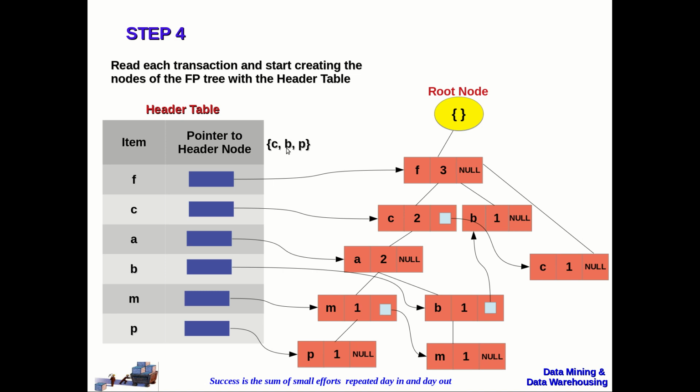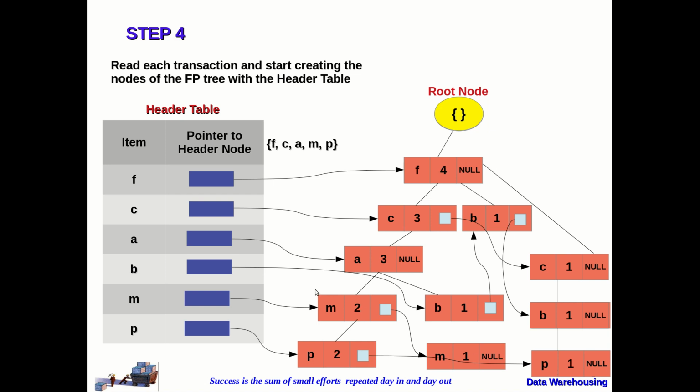Then we have B. So from C, create a new node B, and this B is the third B node. So from the second node, have a pointer to the third B node. Then from B we have another node P. So create a node P. And this P is the second node created in the FP tree. So from the first node have a pointer to this particular node.